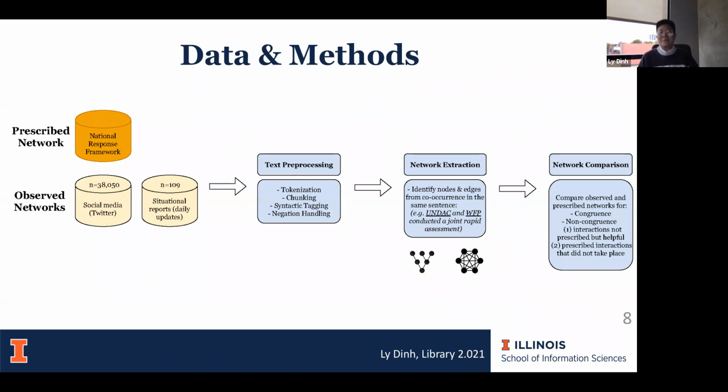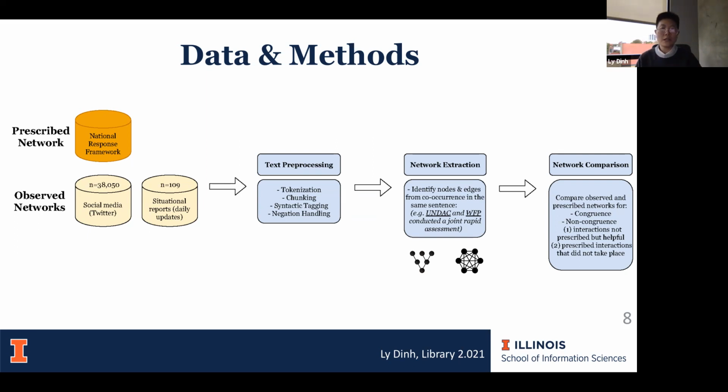Right, so in terms of data and method, the prescribed network, as I said, is from three different levels of government: federal, state, and local responses. For the observed network, I'm focusing on situational reports, which I think capture the daily updates of what happened in a response in a systematic manner, usually with very formalized language. Whereas for social media, while there's a huge amount of it, the structure of the text itself is not as formalized, so it requires much more text pre-processing.